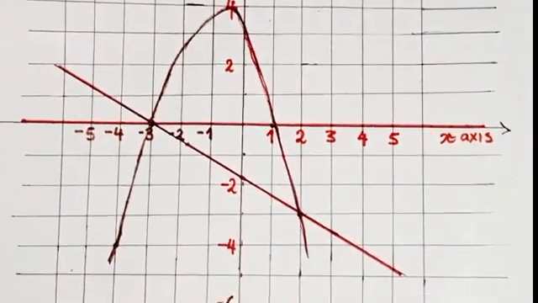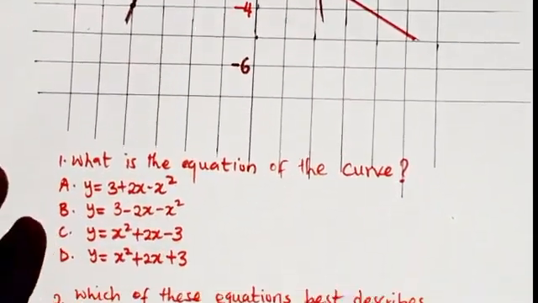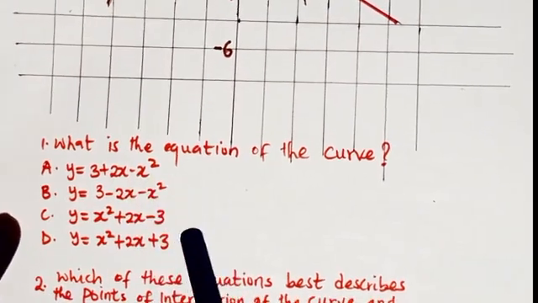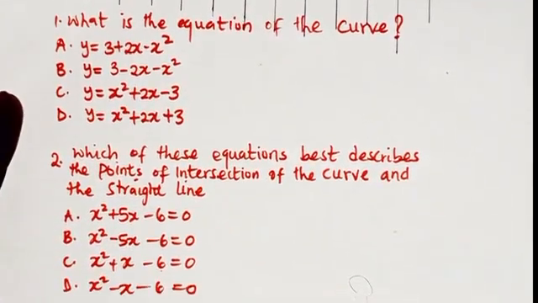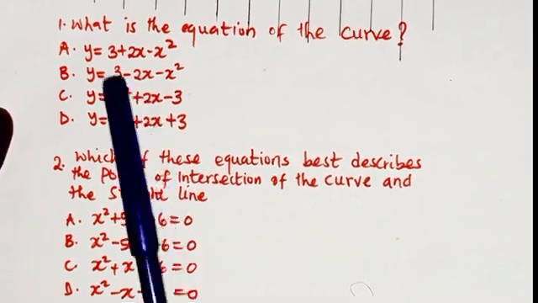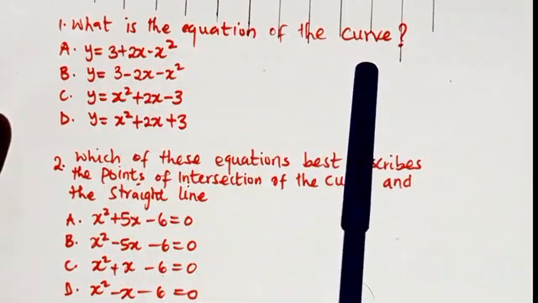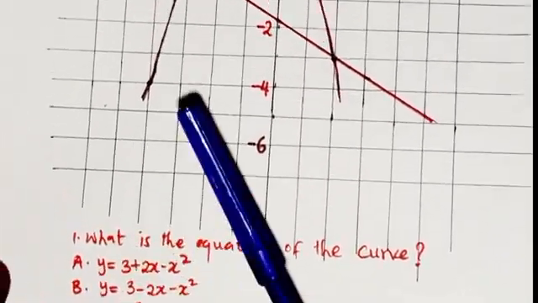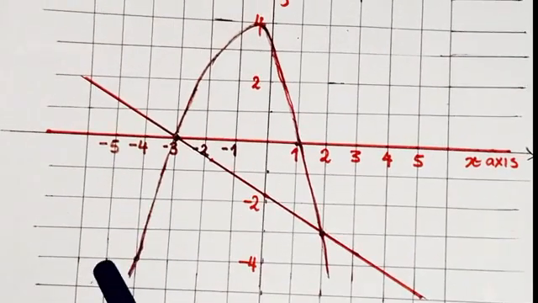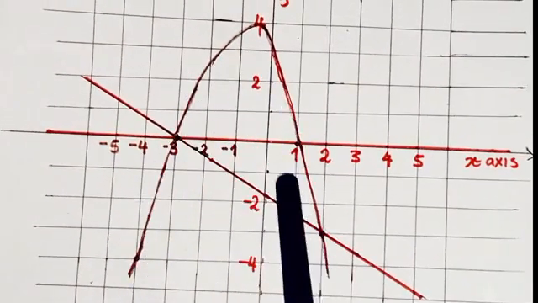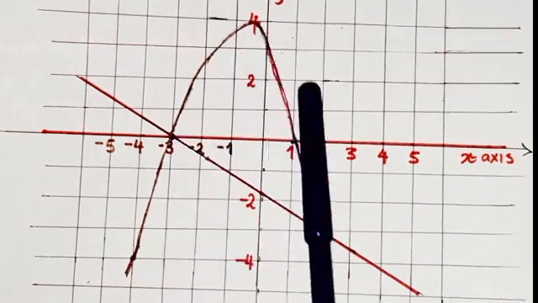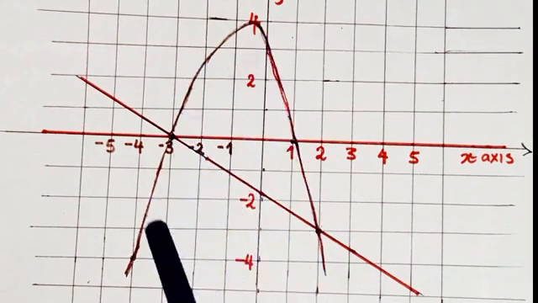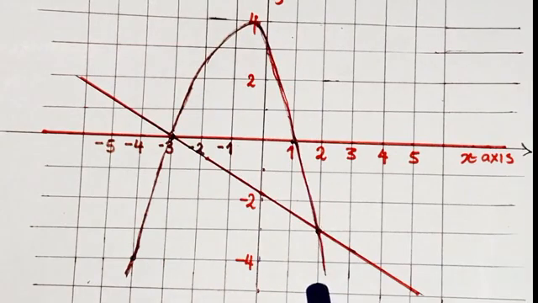So we have the question 1 and 2 down here. We have 1 and we have the 2 here. So now the question says what is the equation of the curve? So now the curve up there, the one that looks like U that is facing down here, is the curve they are talking about. So that is what is the equation of this curve.